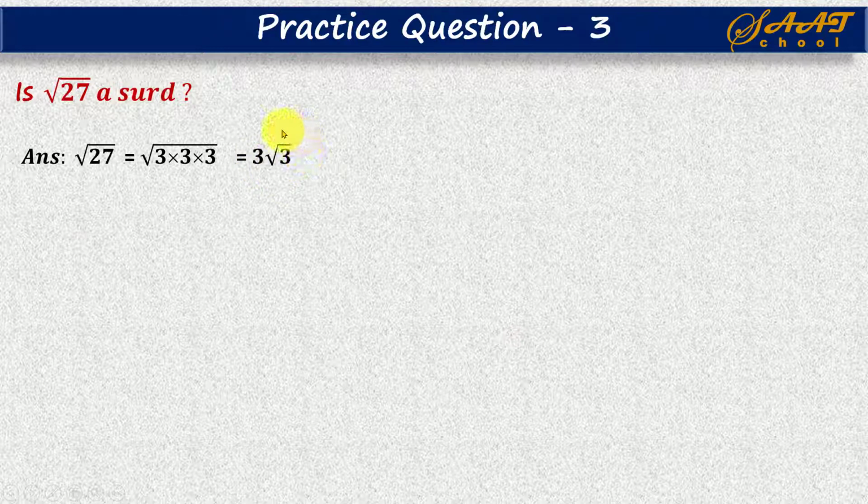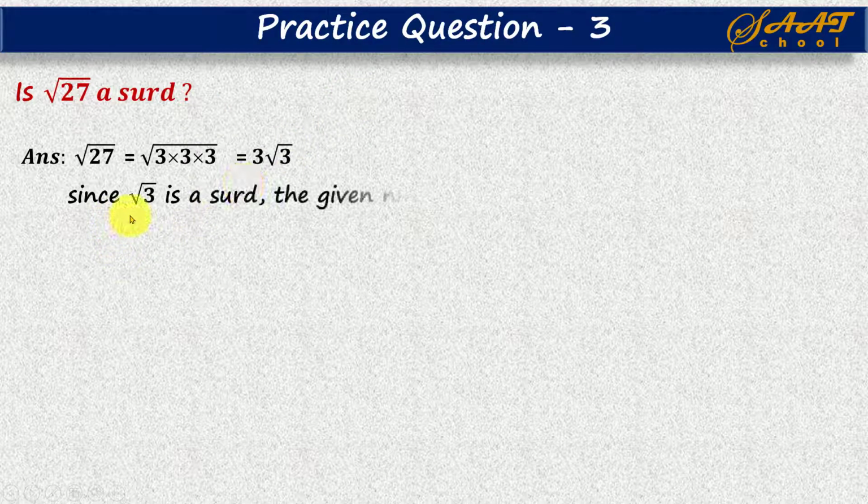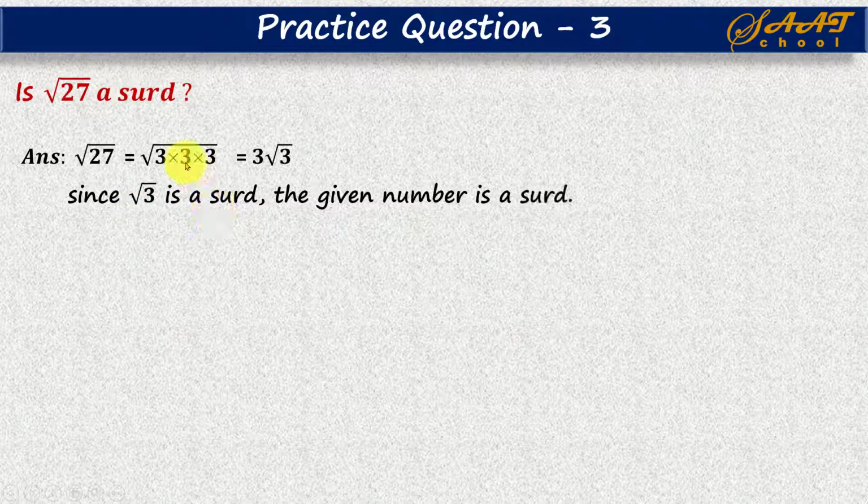Now here this root under 3 is a surd, that we discussed earlier. Root under 3 is a surd, and if you multiply a surd by any integer, that is also a surd. That means this is a surd. So you can write here root under 3 is a surd. That's why the given number is also a surd.